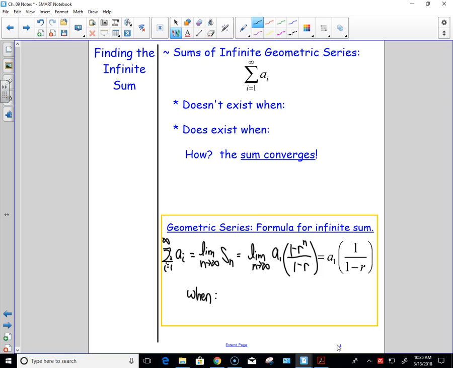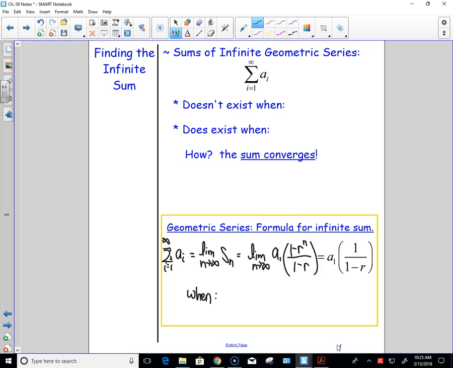How about -1/2 raised to the n? Is it -1/2 squared and cubed and to the 4th? It's going to be bouncing, but what's it going to be bouncing towards? It's going to be bouncing towards 0. It will be converging, even though it can't quite make up its mind what direction it wants to go towards 0 from. Negative fractions are still okay as long as they're less than 1.